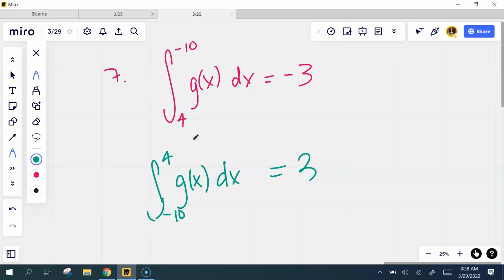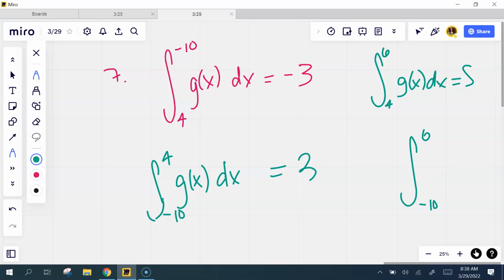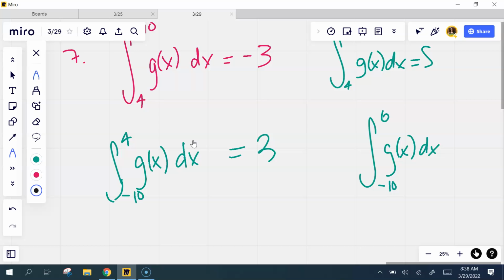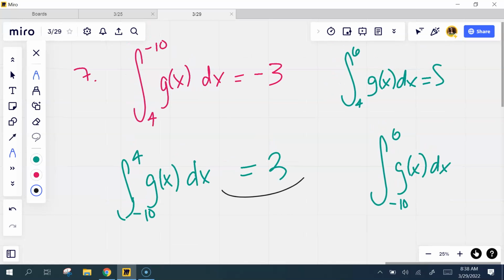All right, so then it said from 4 to 6 is 5. So what is -10 to 6? Well, -10 to 6 would be, I could do -10 to 4, and then pick up from 4 to 6 and just add those two things together. So it's 8, which is D.